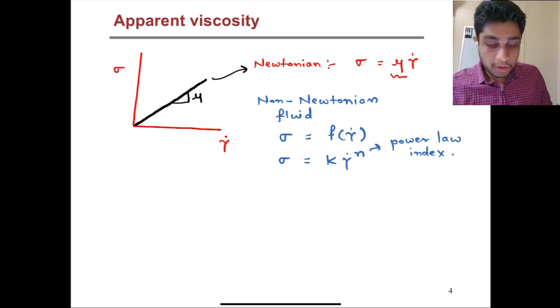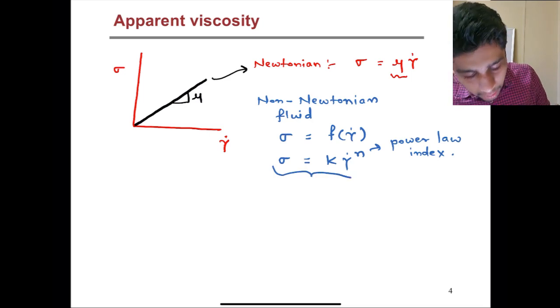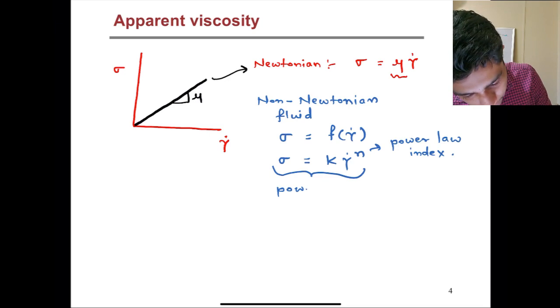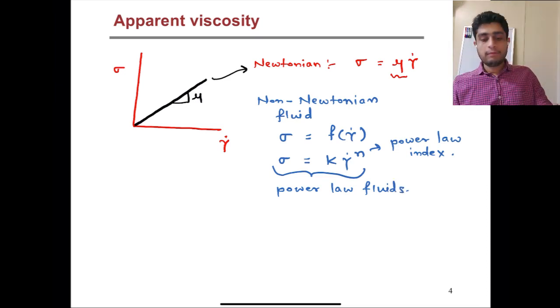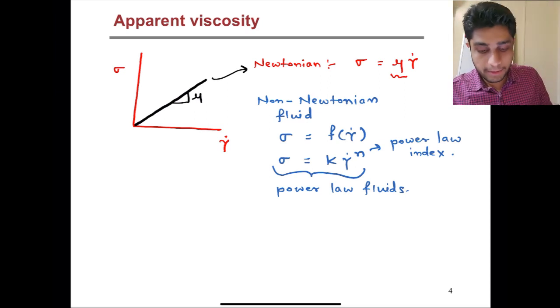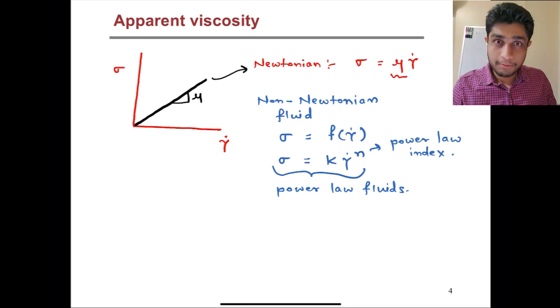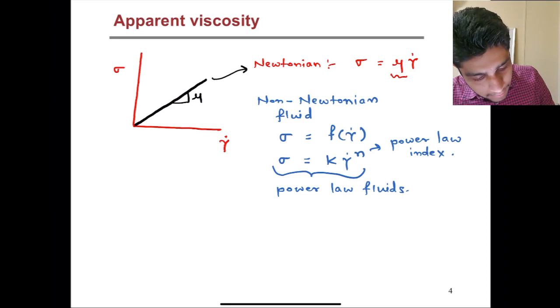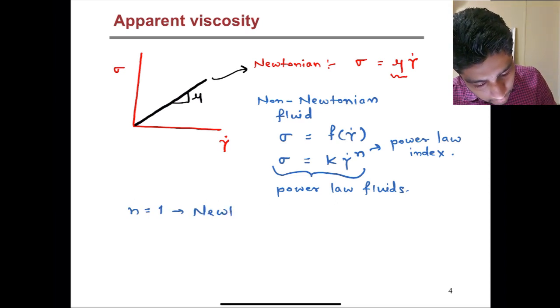And the non-Newtonian fluids which follow this relationship are called power law fluids. Now depending on whether this n is smaller than 1 or equal to 1 or greater than 1, we get different behavior. So if n is equal to 1, then we recover the Newtonian fluid.